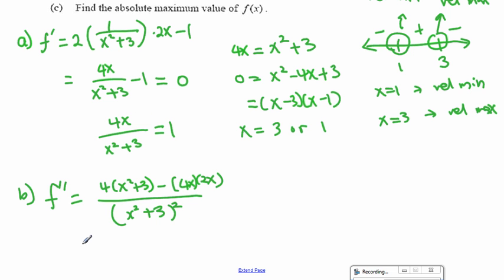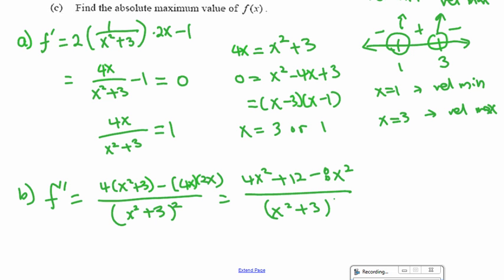So if you simplify this further, we get 4x squared plus 12 minus 8x squared, divided by the whole thing, x squared plus 3, squared. Then here we end up getting negative 4x squared plus 12 over (x squared plus 3) squared.